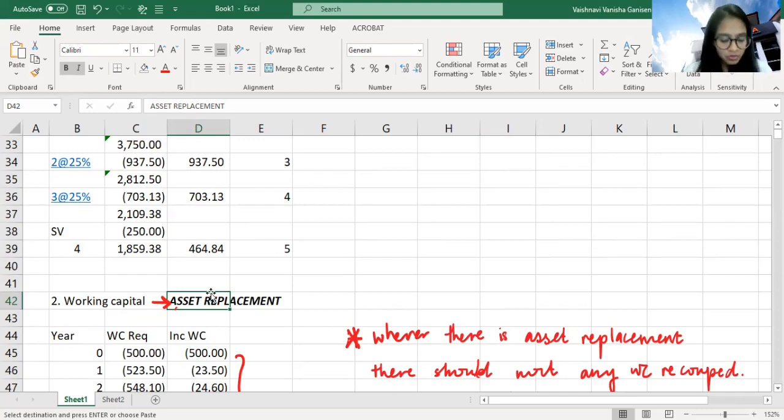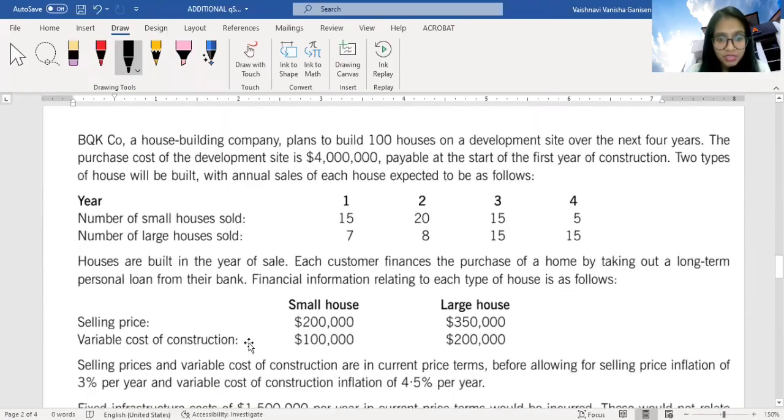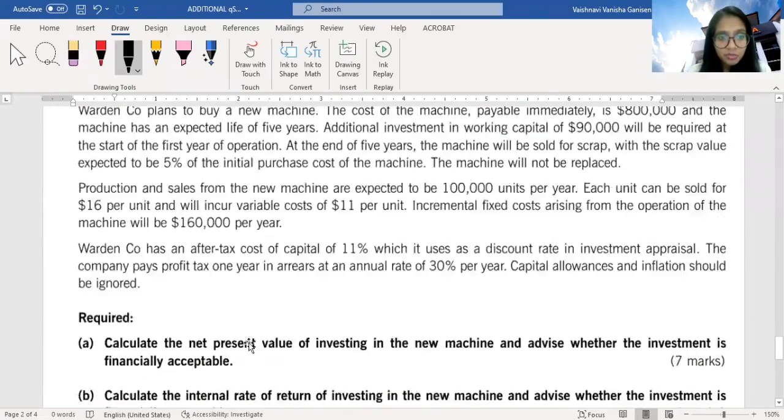All right, so let me continue with the next question that I think is very important, Warden Co. Warden Co is also a slightly different question from what you have been doing previously.